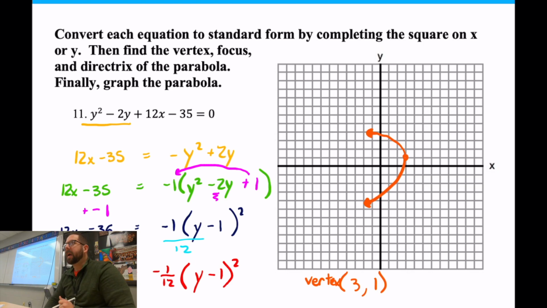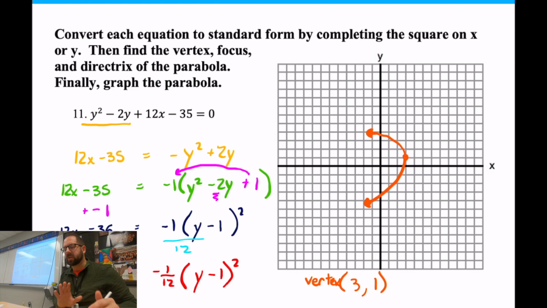Now, how do we find the focus and directrix on this problem? How do we find it? What do we use? The number in front, right? We have to use that number in front of the parenthesis to figure out where that little dot and that plate sit around my parabola.